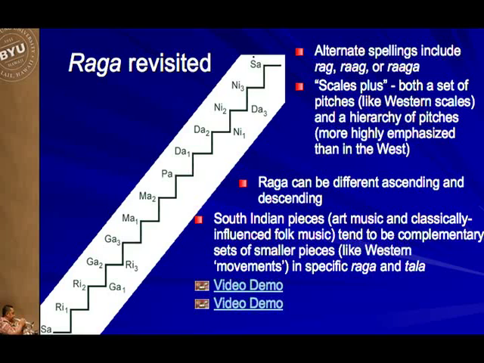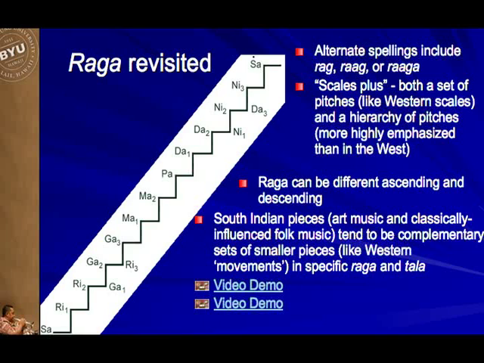And once again, I described it as scales plus. It's both a set of pitches like Western scales and a hierarchy of pitches, which some more highly emphasize than in the West. And the other distinction is that raga can be different ascending and descending. The only thing we have in the West that's remotely similar to that is something we call a melodic minor scale, which some of you students might be familiar with, where there's a certain set of notes in the upper part in the ascending, sol, la, ti, do, and then the descending part turns into do, te, le, sol. And so you have those kinds of things happening in the raga system.